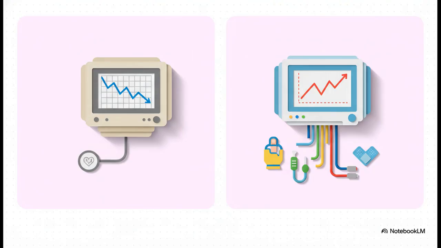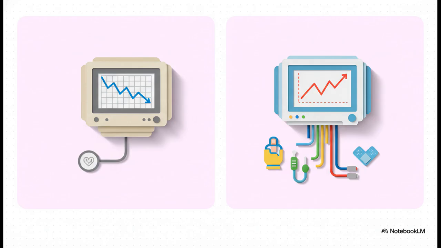To really appreciate what's new here, let's take a quick look back at a system we're all familiar with, the Vigilance monitor with the FloTrac sensor. Look, the Vigilance was a workhorse, right? It gave us our current CO, SV, SVV. It did its job well. But fundamentally, it was a single-function device.